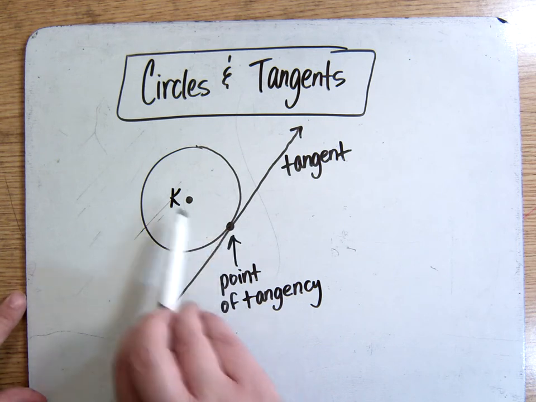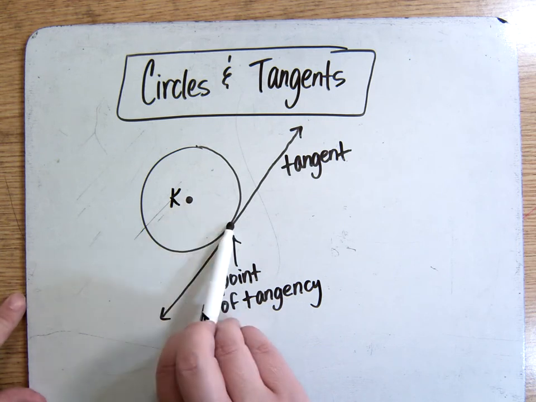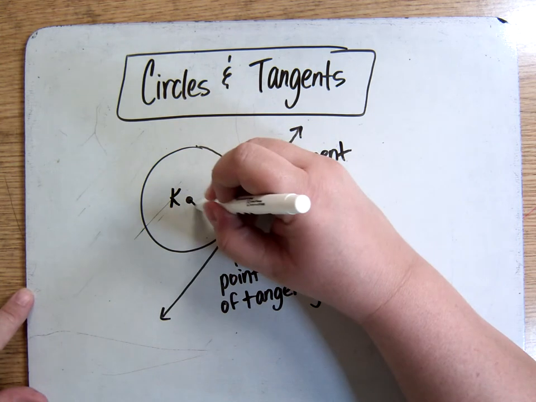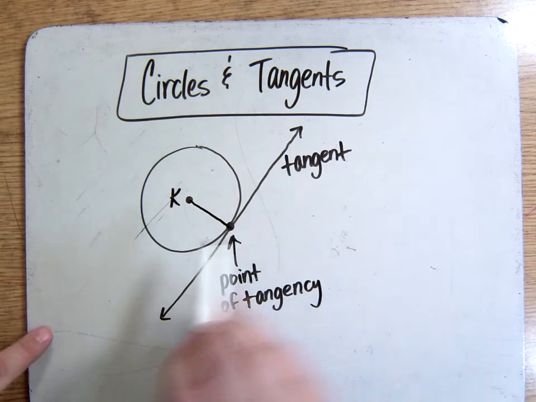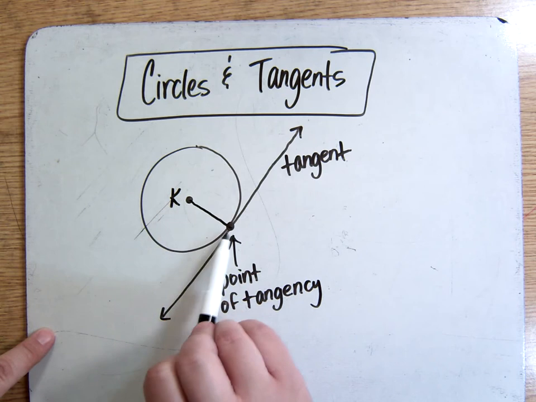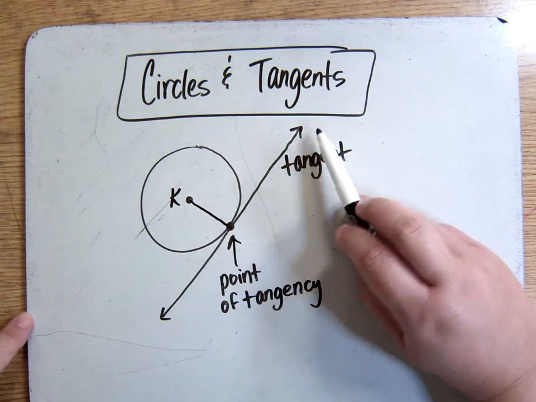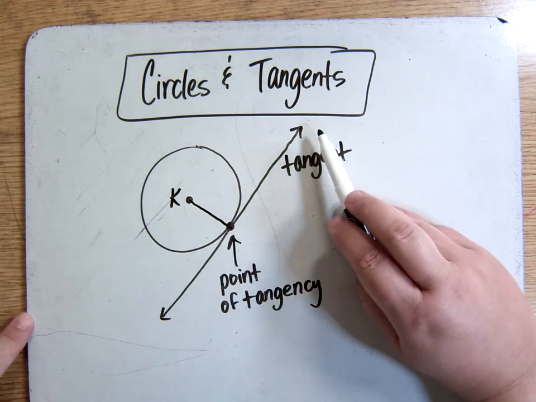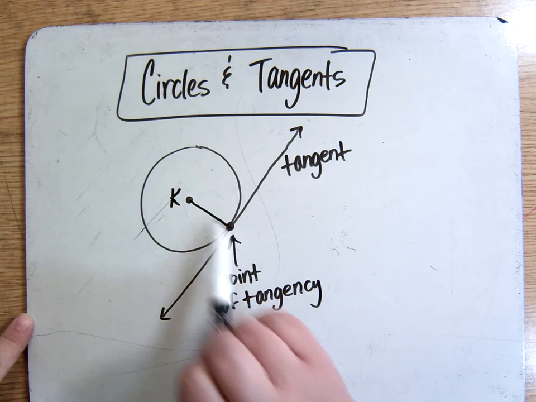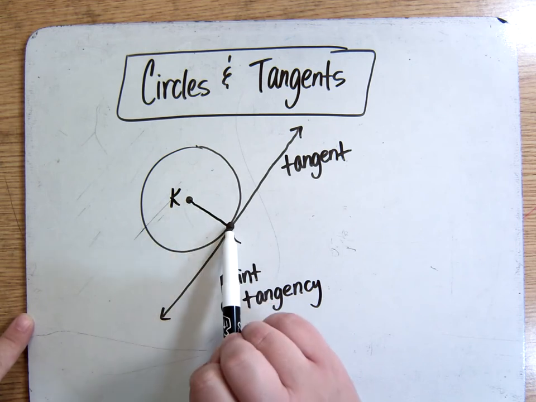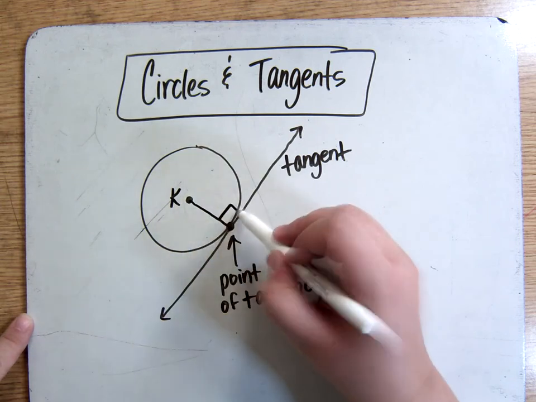Anytime you connect a center of a circle to a point on the circle, you have a what? You have a radius. So that segment is a radius. One of the cool things about tangents and circles, and this is actually a theorem, says that anytime you have a tangent, it is going to be perpendicular to the radius at the point of tangency. So the radius at the point of tangency means the radius that I draw from the center to the point of tangency. These are perpendicular.